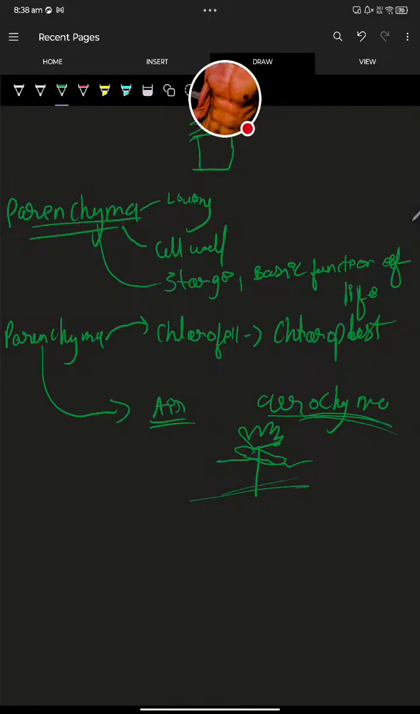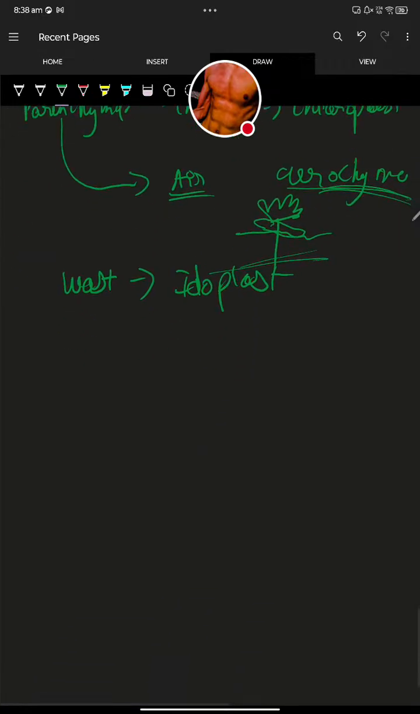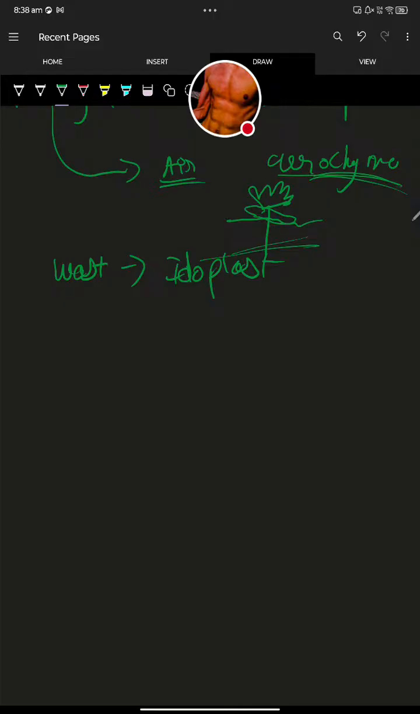Then waste, the idioblast. So parenchyma filled with chlorophyll becomes chlorenchyma. Parenchyma filled with air becomes aerenchyma. Then parenchyma filled with waste becomes idioblast.